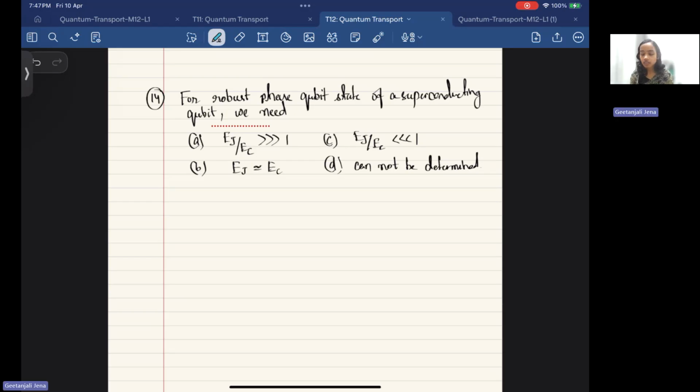Question number 15. For a robust phase qubit state of a superconducting qubit, what is the condition to get a robust phase qubit? Option A, EJ by EC should be much greater than 1, or option B, EJ should be equal to EC. Option C, EJ by EC should be much less than 1, or option D, it cannot be measured. So the condition for getting a robust phase qubit is, I think, option A. And option C is for the charge qubit.